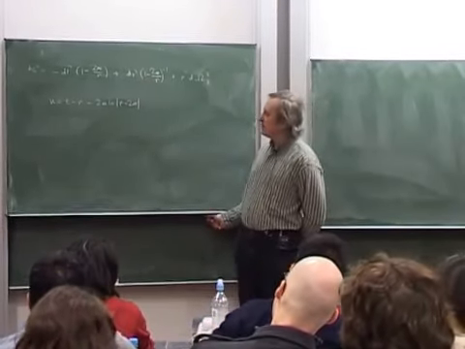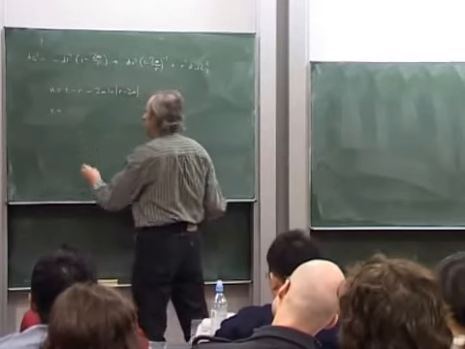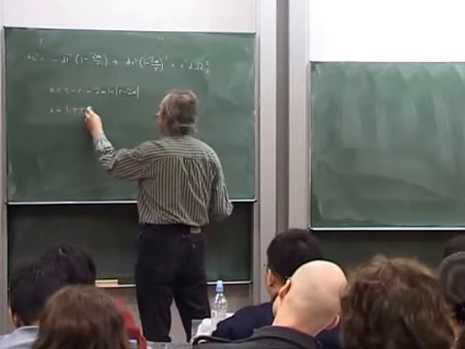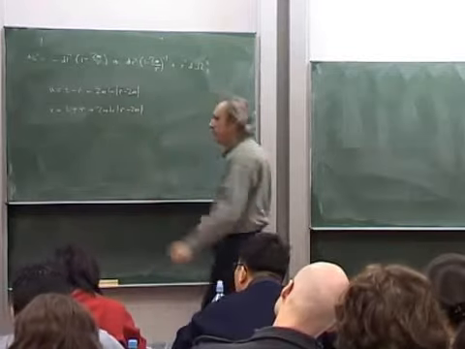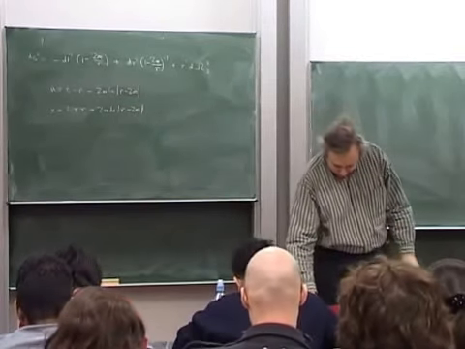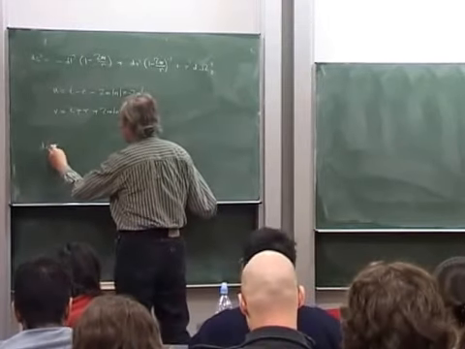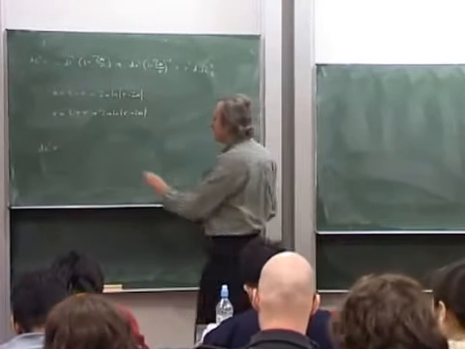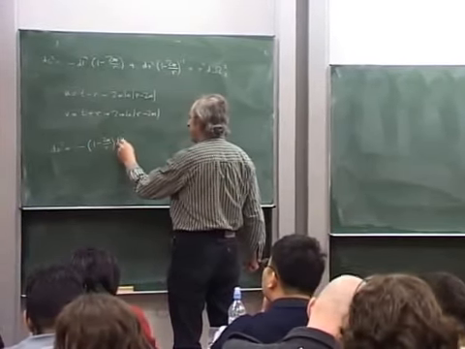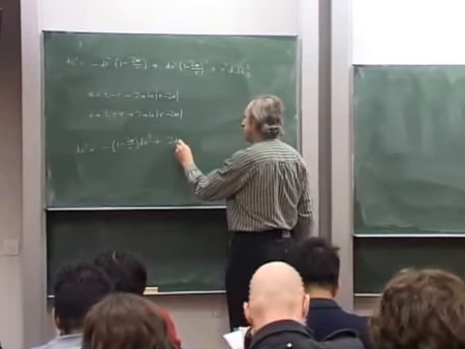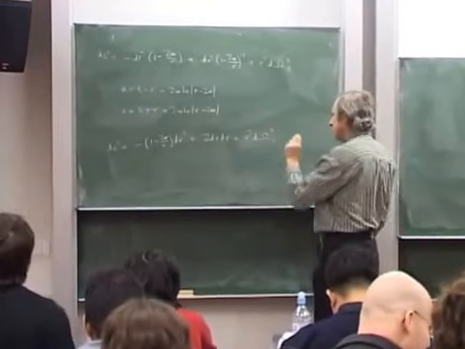You could, of course, send t to minus t, but it's more convenient to introduce an advanced time coordinate, v equals t plus r plus 2m times logarithm of r minus 2m, and end up with the metric ds squared equals minus (1 minus 2m over r) dv squared plus 2 dv dr plus r squared d omega squared.